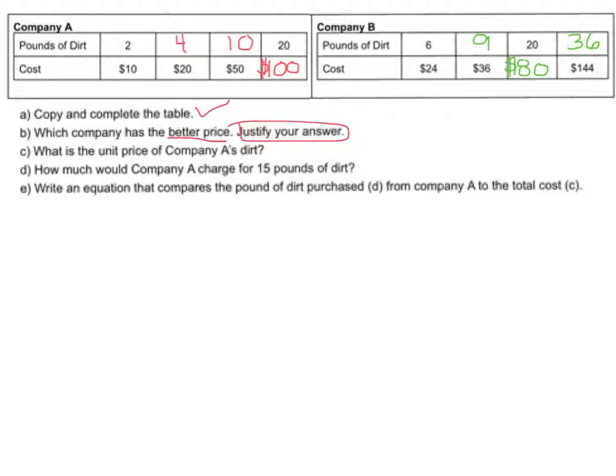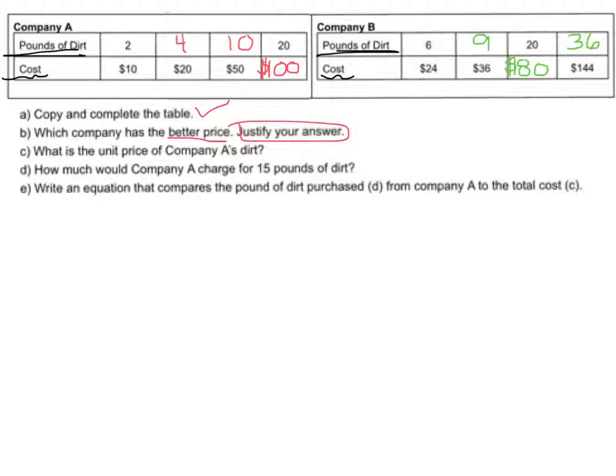We can either try to find the unit rate of both company A and company B, or we can just look at the two different tables right now. In order to justify our answer, we want to find a time where both company A and company B either have the same amount of pounds of dirt or the same cost. Looking through here, we can look at the cost of 10, 20, 50, 100, and we see that company B does not have that same amount.